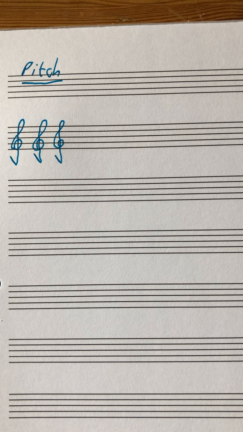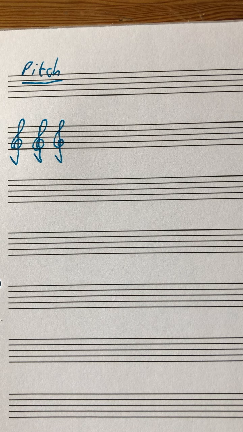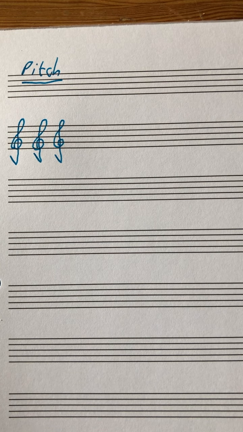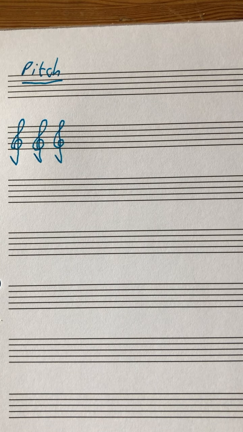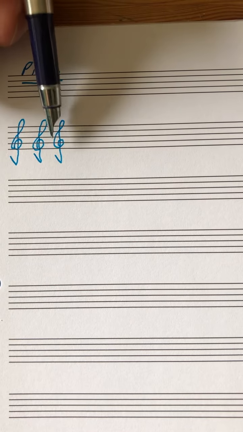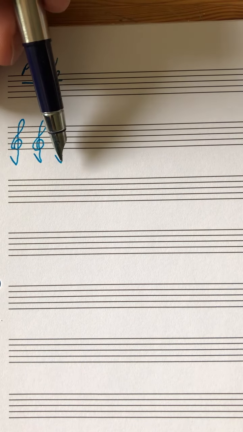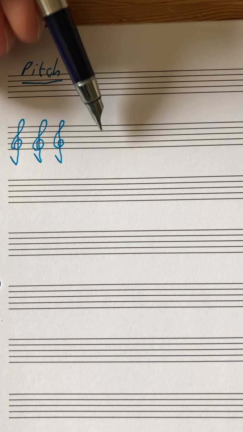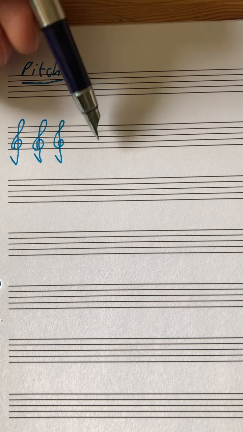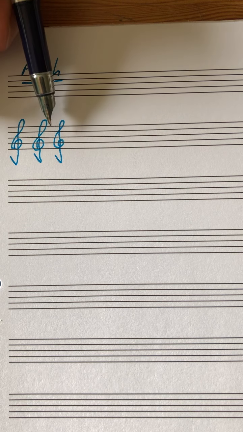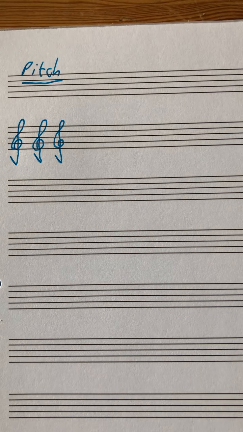Okay, so you've done your clefs, and now what is a treble clef? If you've learned an instrument, you'll know. If you're unfamiliar, I'll explain. It tells you which note is which on the 5 lines. These 5 lines are known as a stave, 5 lines of a stave. And when you've got a treble clef, it tells you which note is which.